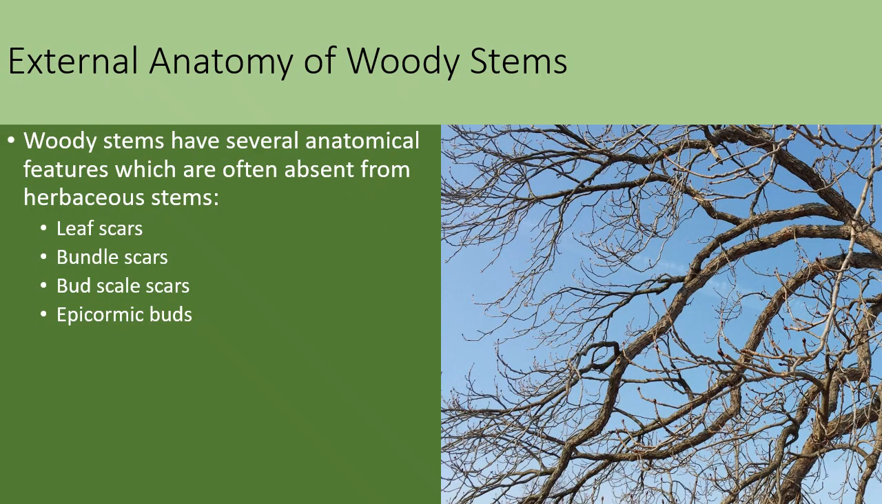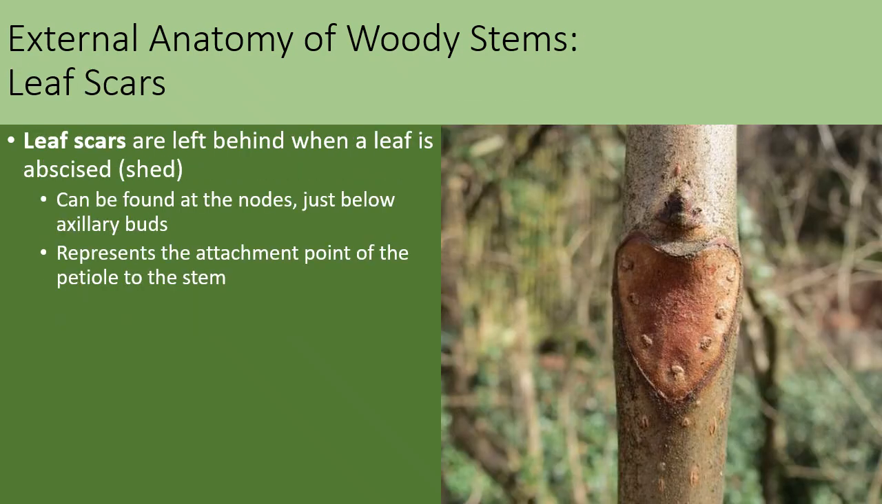Woody stems also have some external anatomy that a lot of herbaceous stems don't have, because woody stems are permanent and usually herbaceous stems are a little bit more temporary and don't typically survive winters. So we'll look at a couple of those external features. The first external feature we'll look at are the leaf scars. Leaf scars are left behind when a leaf is abscised or shed.